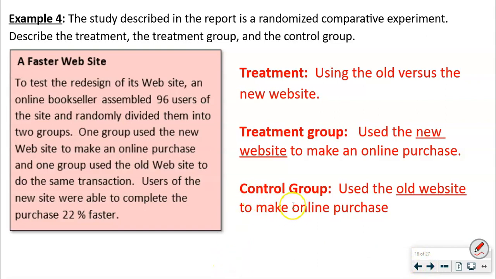So as we look at this, our treatment is using the old versus the new, right? So the treatment group used the new website to make the online purchase, whereas the control group used the old website to make the online purchase. So again, our treatment is using the old versus the new. It asks us to describe the treatment group and the control group: the treatment group was the new website, whereas the control group was the old website, okay?